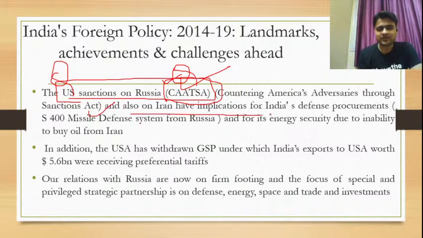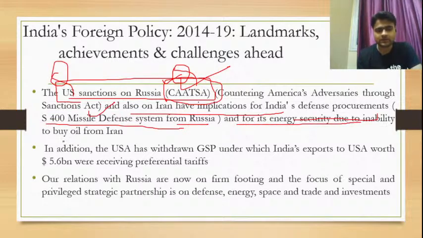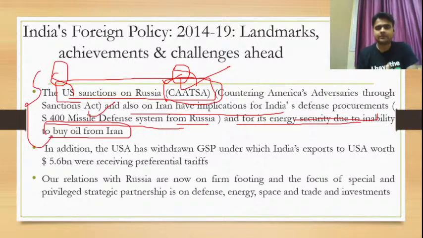Then also Iran has implications for India's defense procurements, that is S-400 missile defense systems from Russia, and for its energy security due to inability to buy oil from Iran, isn't it? So this is again an interlinkage. Now what is happening is that if the US imposes sanctions on Russia, you might be aware that it gave a concession to India to procure S-400 missiles. Fine. Again, when US imposed sanctions on Iran, that impacted India because we have a huge import of oil from Iran.